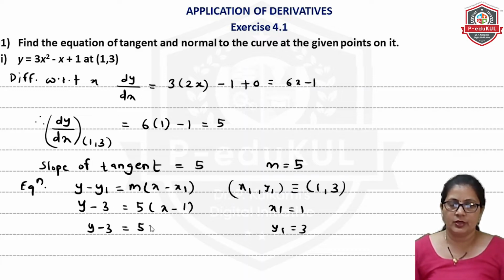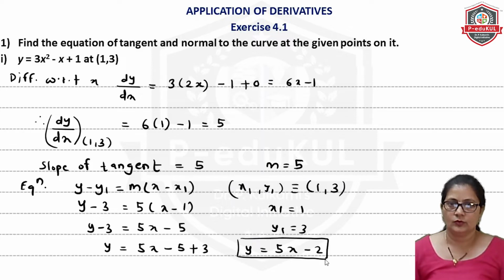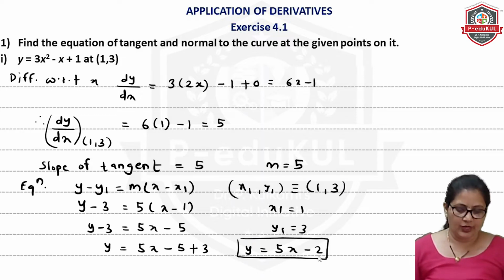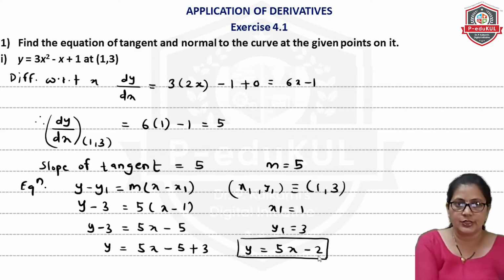So I'll get the equation as y is equal to 5x minus 5 plus 3. So I'll get the equation as y is equal to 5x minus 2. That's it. Y is equal to 5x minus 2. Now this is my equation of tangent.